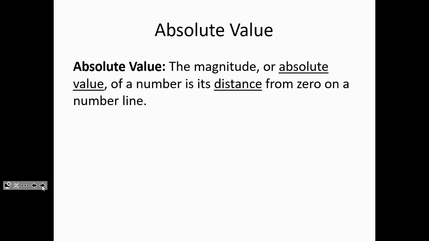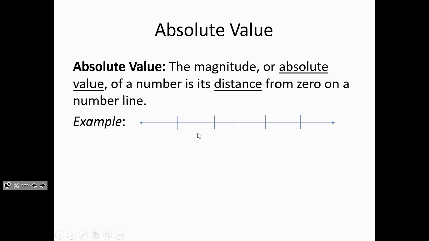Okay, now absolute value. Absolute value is like magnitude in science. Okay, it's how far. All right? So the magnitude or absolute value of a number is its distance from 0 on a number line. Now magnitude does not have any direction. So we don't need to worry about positives or negatives. We're just worried about how far away it is.